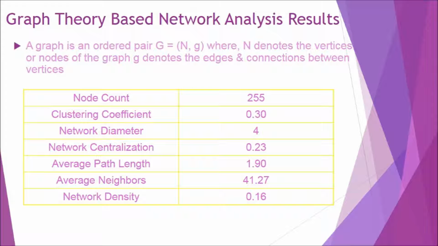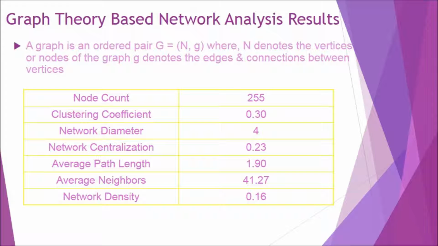And finally, we have average neighbors and network density. So average neighbors is how many genes that each specific gene is connected to. So that's actually 41.27. This tells us many genes are going to be connected with a lot of other genes.